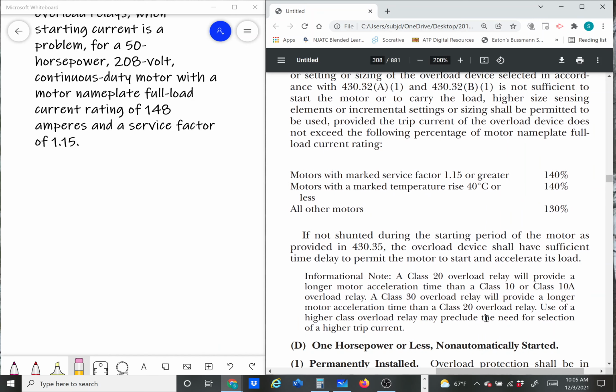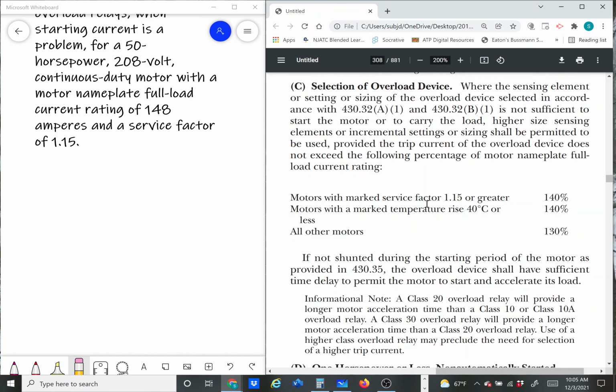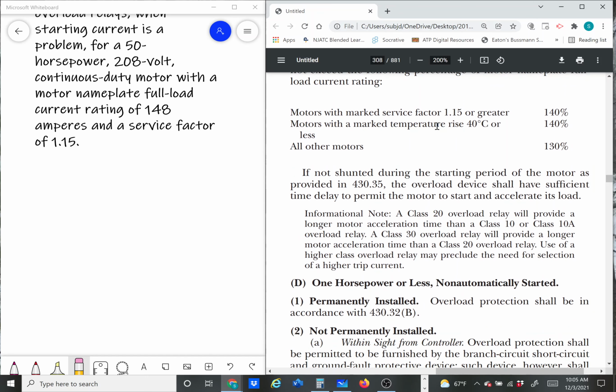And you will see it actually lists it up here where the sensing element or setting or sizing of the overload device selected in accordance with 430.32(a)(1) and (b)(1) is not sufficient to start the motor or carry the load. Higher size sensing elements need to be determined, not to exceed the following percentage. You'll see that the parameters are the same: service factor of 1.15 or greater, temperature rise of 40 degrees or less. So the parameters remain the same. The only thing is, you'll notice that I don't have 125 and 115% anymore. I've got 140 and 130.